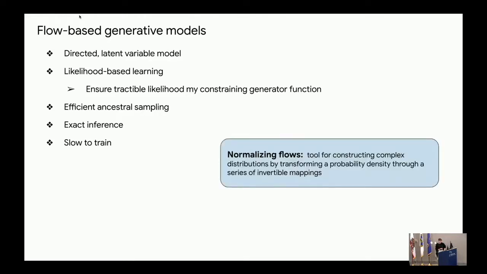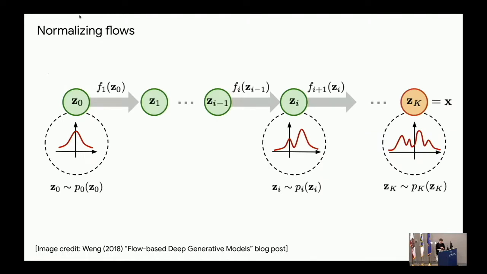Cool, so the basic tool that we're going to use here is called normalizing flows. Normalizing flows are basically a tool for constructing complex distributions by transforming a probability density through a series of invertible mappings. I found this nice little graphic here, which shows we apply a sequence of invertible transformations, F1 to Fk. In our generative model space, we can have some prior distribution over our latent codes, something nice and simple, and then apply a sequence of transformations in order to get this distribution over our data instances.